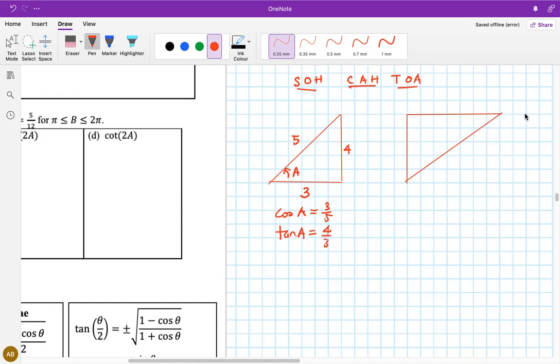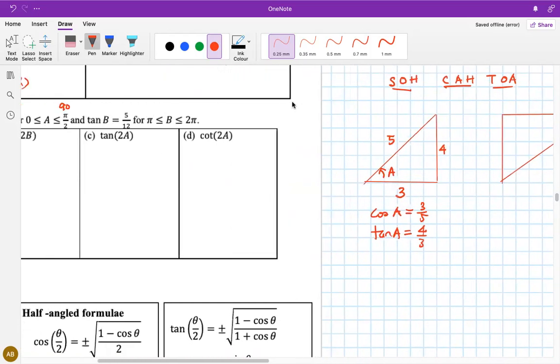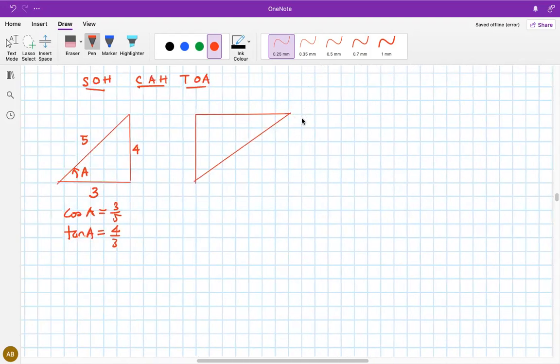Then we have another angle B. Tangent B is 5 over 12. So tangent B is positive. Positive tangent should be in quadrant 1 and quadrant 3. And then B is between 180 and 360. Therefore, B is in quadrant number 3.